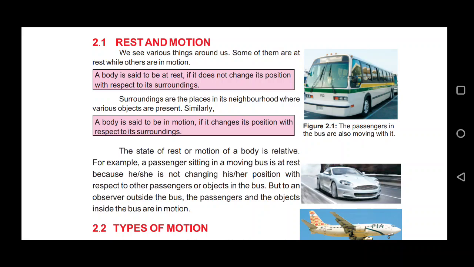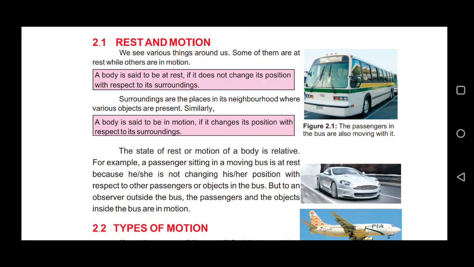For example, a passenger sitting in a moving bus is at rest. Our common sense says that the passenger is in moving state because he is in a moving bus, but in actual he is at rest. We will see what is the reason behind this. The reason is that he is not moving with respect to the other passengers which are also present in the same bus, or objects such as bags, things, etc.